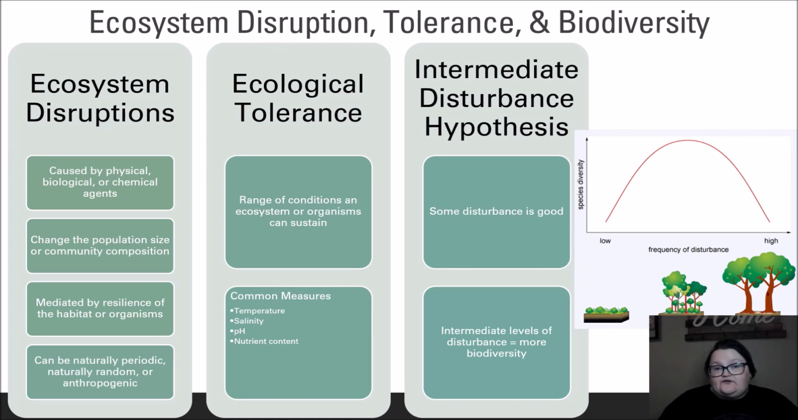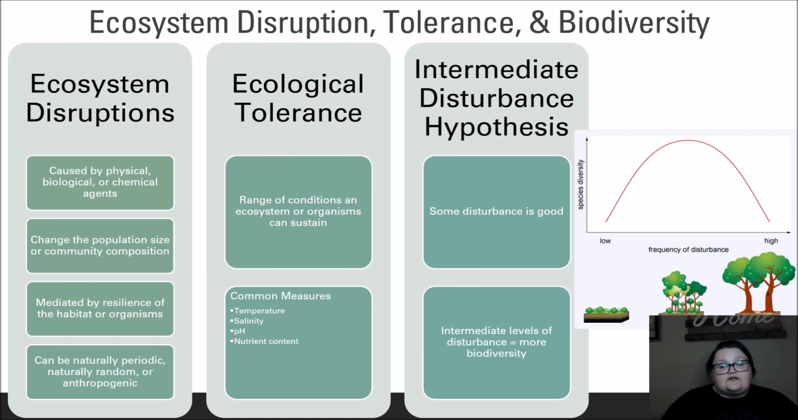Biodiversity is also highly influenced by ecosystem disruption, resilience, and ecological tolerance. Disruptions are any event caused by physical, biological, or chemical agents that impact the population size or community composition. These can be periodic or cyclical, like naturally occurring seasonal wildfires, random, such as hurricanes, mudslides, and tornadoes, or anthropogenic. The overall impact of these disruptions are mediated by the resilience of the organisms or the habitat itself. More resilient populations better survive periodic and even random disruptions. Resilience can be understood as it relates to ecological tolerance and species type.